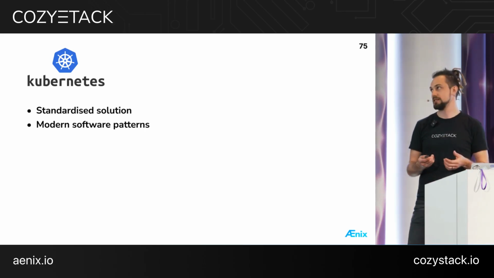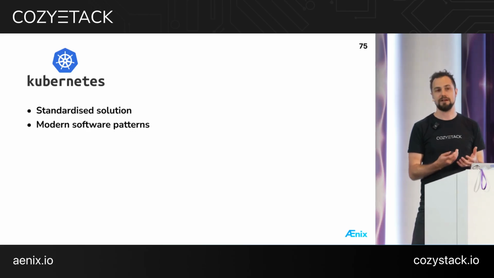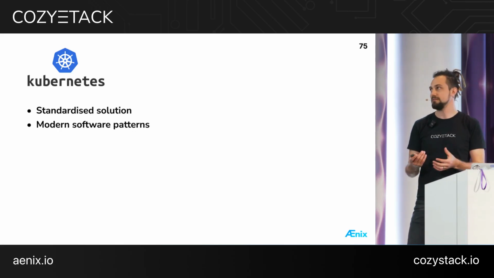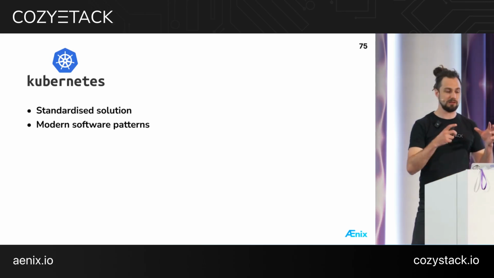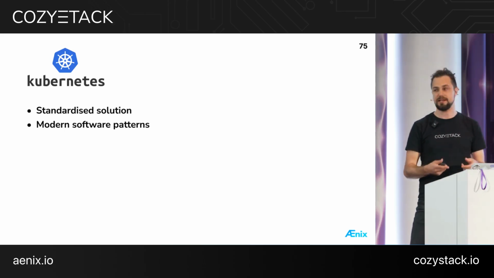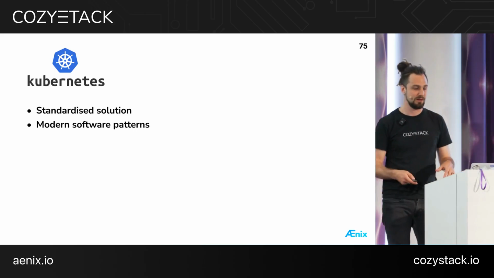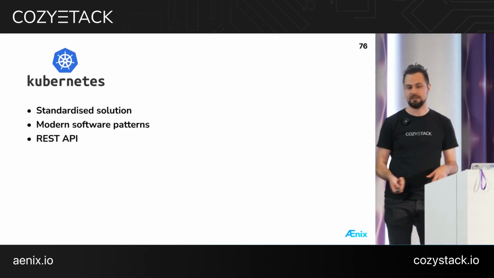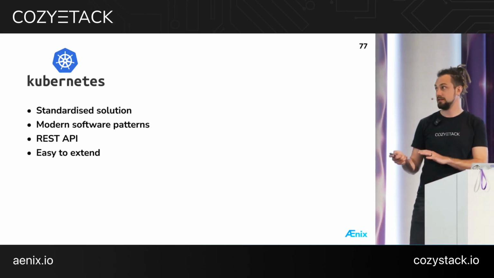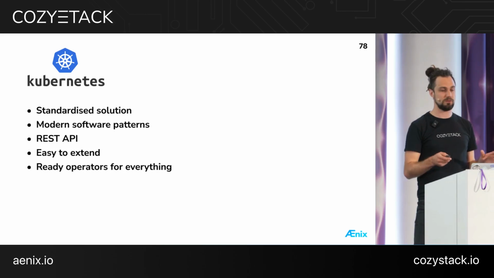It implements modern software patterns. That means if you have a virtual machine, you don't have to worry about how it will be properly reconciled. Anytime Kubernetes will handle full lifecycle management for it, it will migrate it in case of node failure. It has a really nice RESTful API, and it is easy to extend. It has a lot of ready operators for everything.